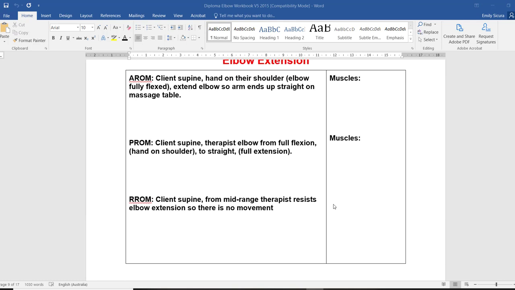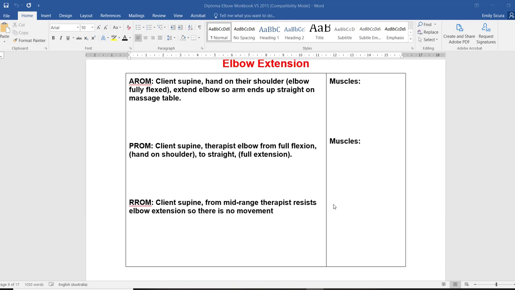For elbow extension, active range of movement, client is in a supine position, hand on their shoulder with their elbow fully flexed, and they extend the elbow so that the arm ends up straight on the massage table. Passive range of movement, client is supine and the therapist takes the elbow from full flexion, with the hand on the shoulder, to straight, being full extension. Resistive range of movement, client is supine and from mid-range the therapist resists elbow extension so there is no movement.